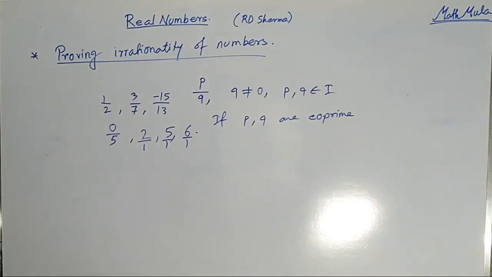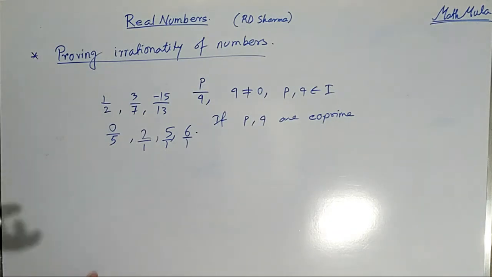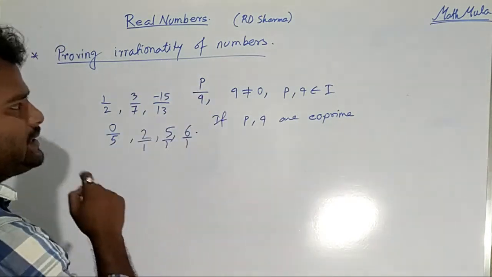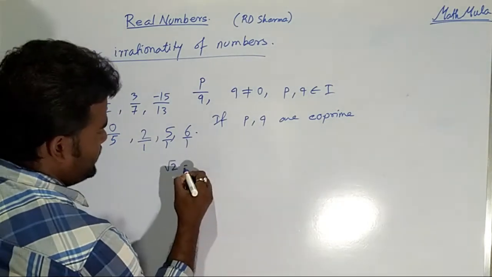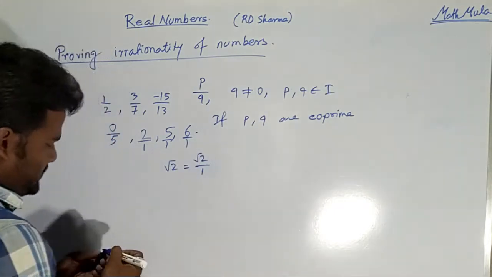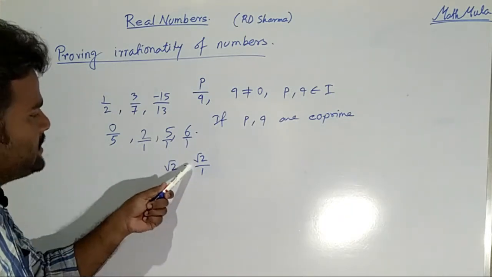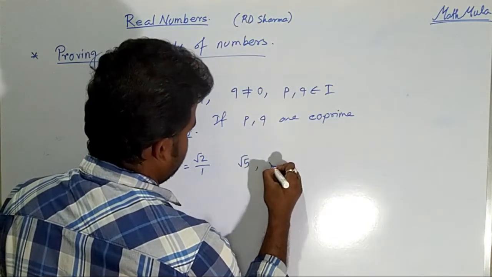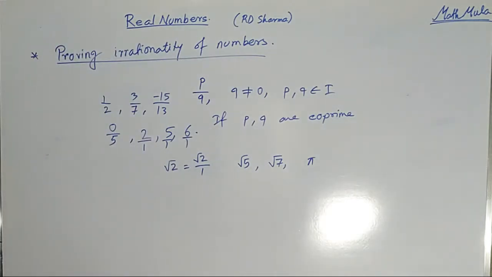Okay. Now, irrational number. What is an irrational number? A number which is not a rational number is called an irrational number. That means it cannot be expressed in the form p by q. Like root 2. 2 can be expressed as root 2 by 1, but for this condition, root 2 is not an integer. So this number is not a rational number. Similarly, root 5, root 7, pi, they are all irrational numbers.